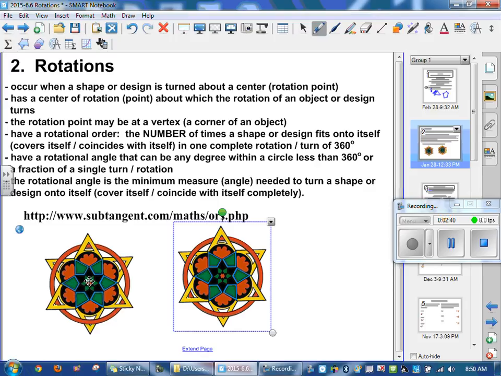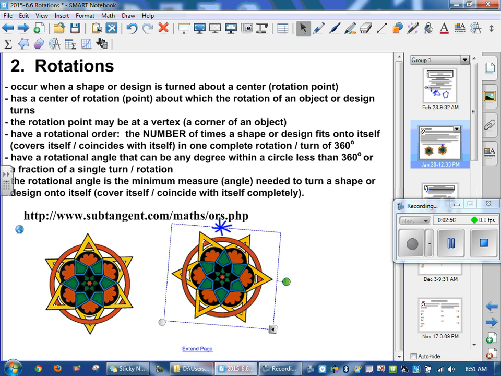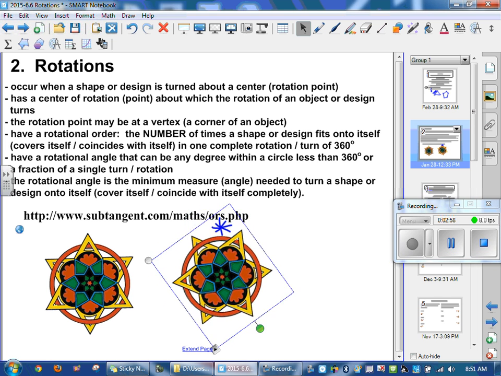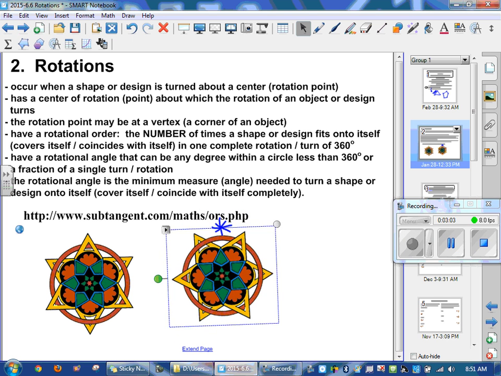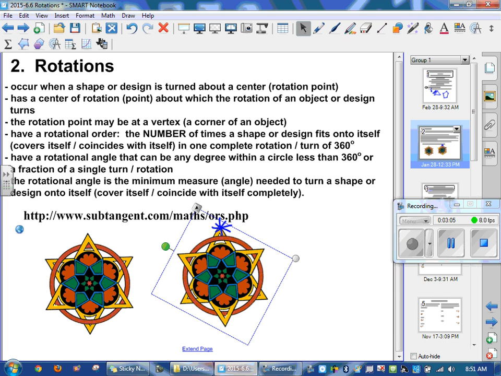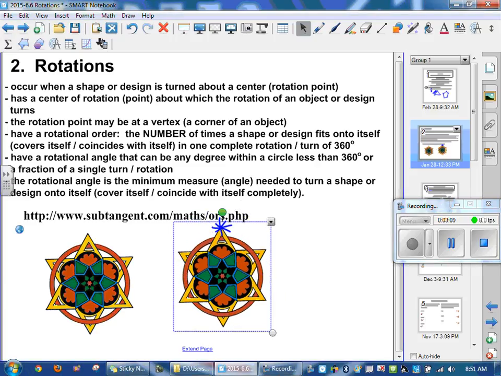So that's what we're going to do. I'm going to make a little star there, and we're going to see how far we turn it before we get back to the star. So there's 1, 2, 3, 4, 5, and we're not quite back, 6. So this guy, getting back to where he started, would have a rotational order of 6. Okay, does that make sense?